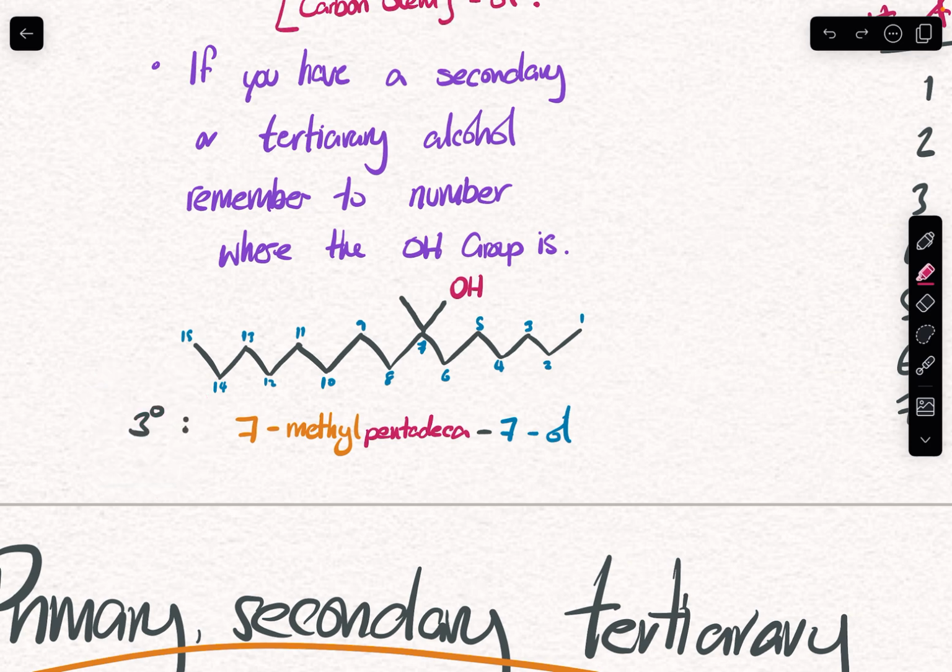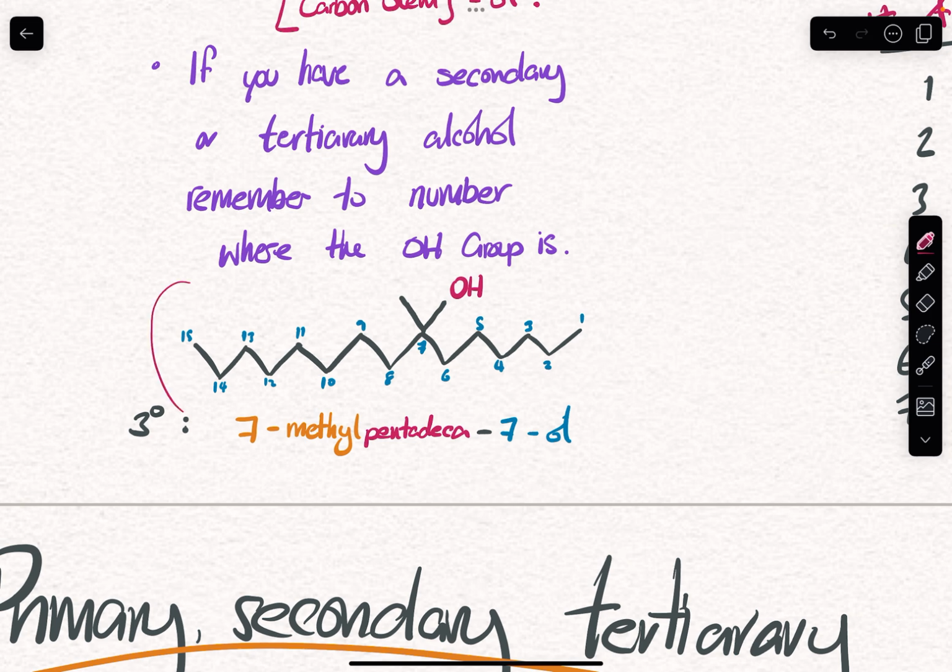You've got 7-methyl-pentadeca-7-ol. Yes, that is what it's called. And if you look at the numbering system, we would go 1, 2, 3, 4, 5, 6, 7, 8, 9. But I've called it 7 because we always name it from the smallest carbon chain. So just remember that when you're checking your diagrams to make sure that your carbon numbers match up.